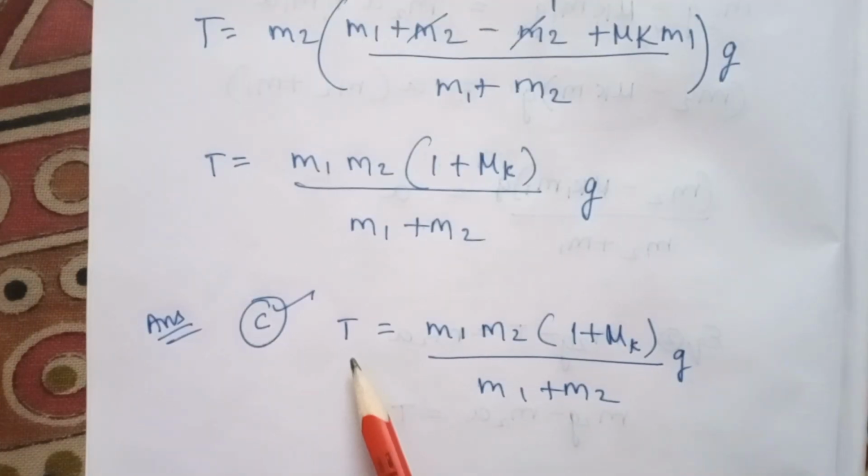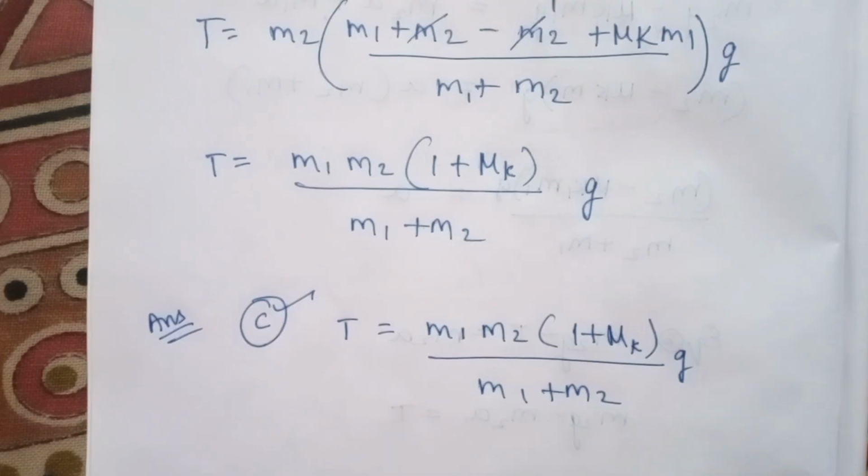This is the tension for block A as well as block B, because in the question they have given a light string. A light string means uniform tension throughout the string of the two masses. So the tension for block A is the same as the tension for block B.